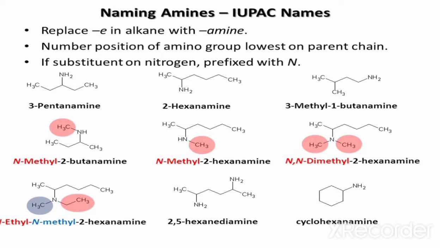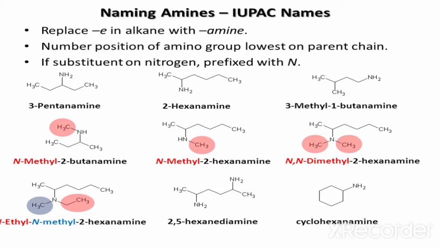And when we see the IUPAC naming of amines, we have to remove the E, the last letter of the alkane name, and it will be replaced by amine. The second rule is to number the position of the amino group lowest on the parent chain. So we have to give the lowest number on the parent chain to the amine group.